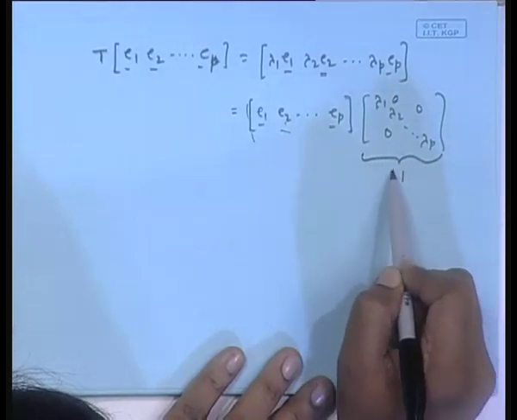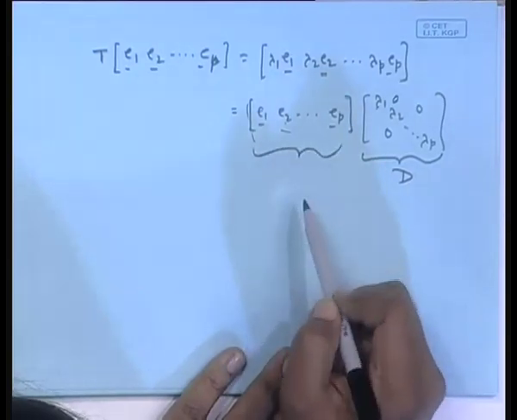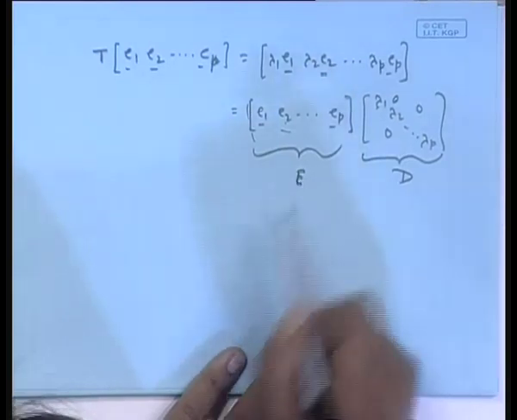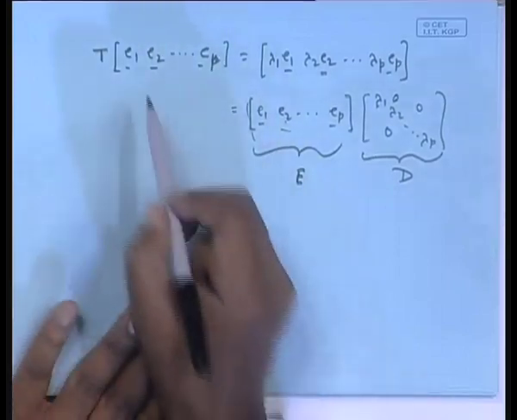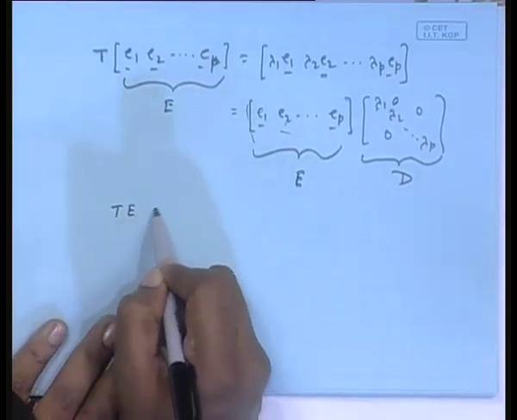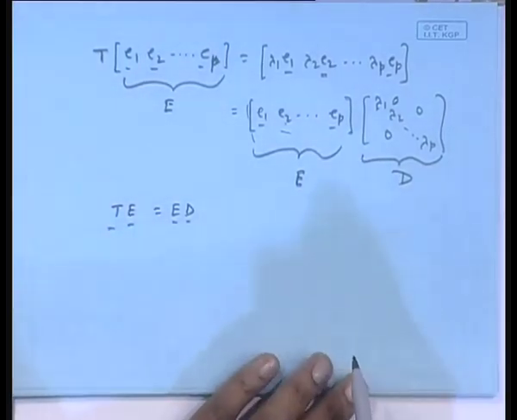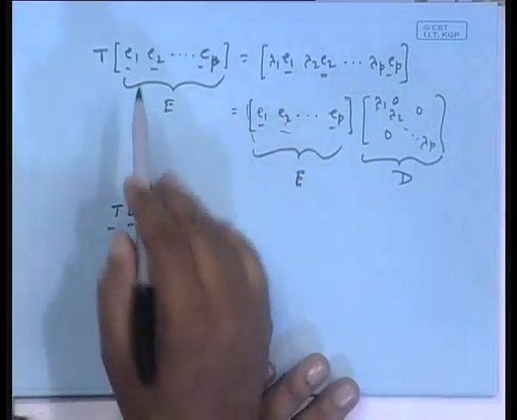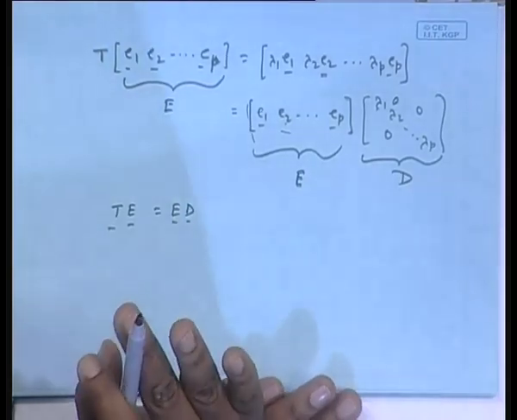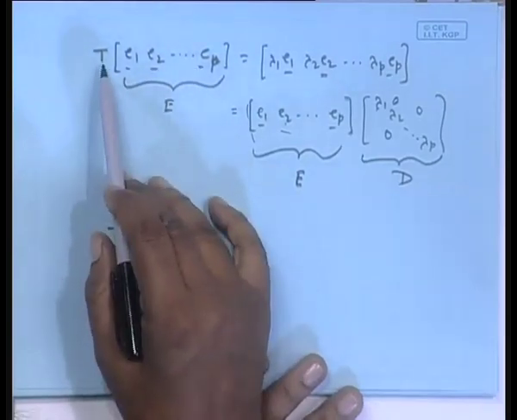You give a name to this matrix, D, the diagonal matrix D. You give a name to this matrix, say E. So that means I can write T E is E D. What are these columns? They are the eigenvectors corresponding to distinct eigenvalues. This is for lambda 1, this is for lambda 2. That is how these vectors are obtained. And you do T into this, you get this.